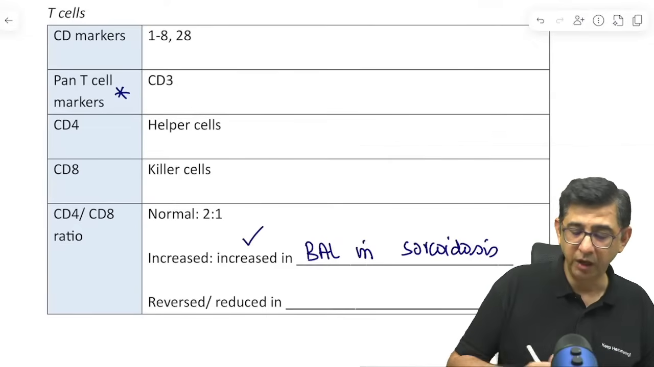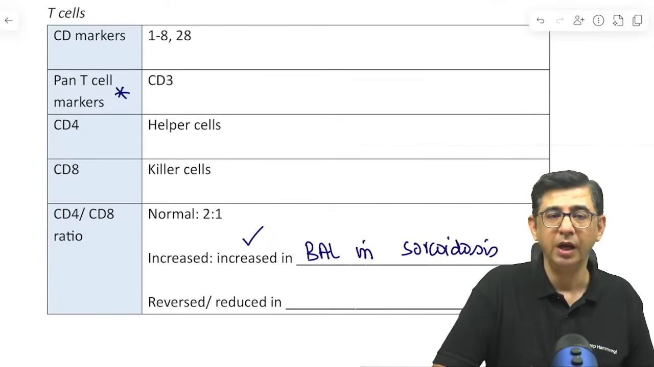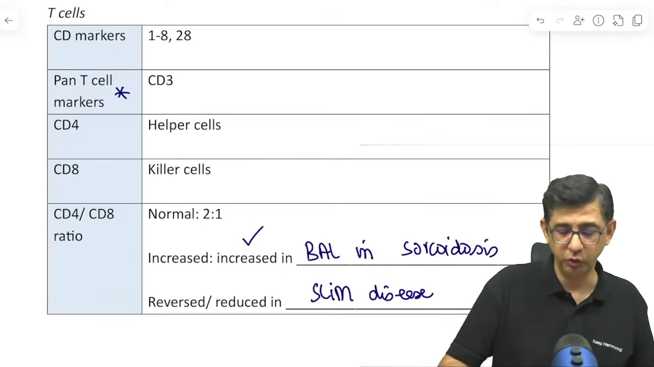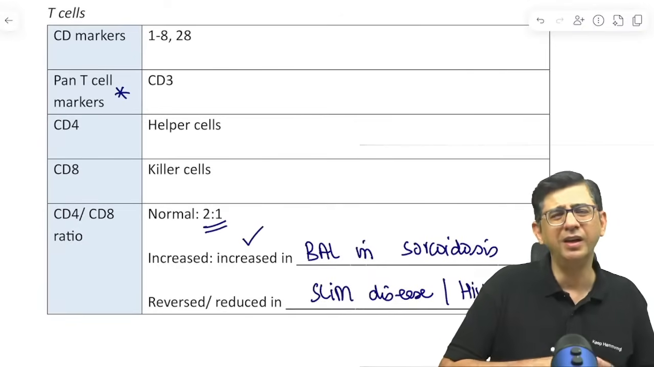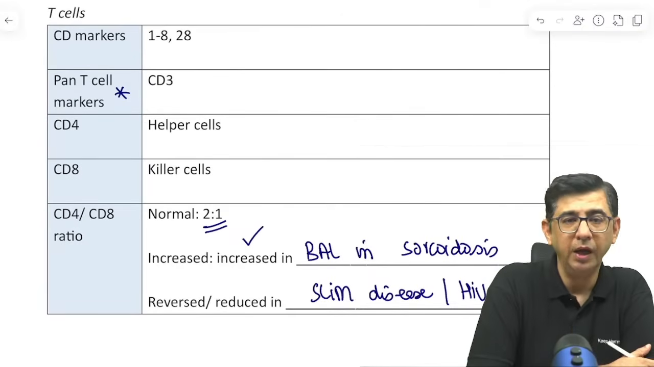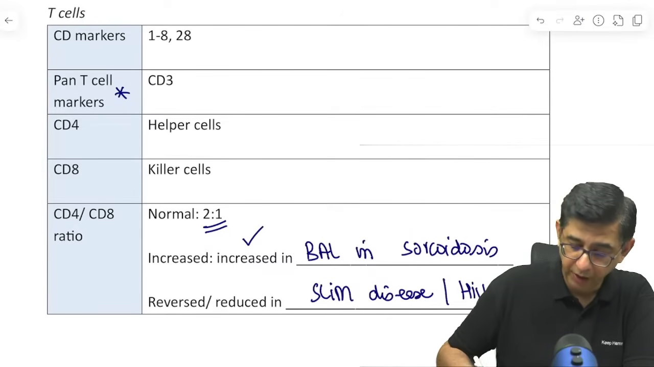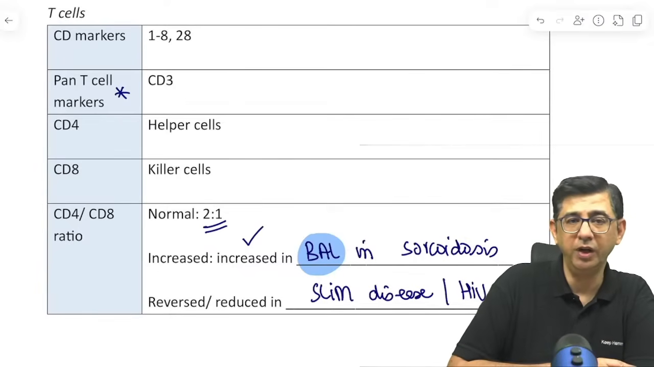Increased in, then the answer would be given as bronchoalveolar lavage in sarcoidosis, and this would be reduced in HIV infection. That would be called as Slim's disease. CD4 CD8 ratio normal is 2:1. उल्टा हो जाती है HIV पॉजिटिव इन्फेक्शन में, HIV में या एड्स में, स्लिम्स डिजीज जिसको बोलते हैं, and is increased in BAL in sarcoidosis. ये फिर से बोल रहा हूँ, ये बॉडी फ्लूइड में बढ़ रहा है and it is not in the blood, but when it comes to Slim's disease and HIV, it is in the blood that we are considering.